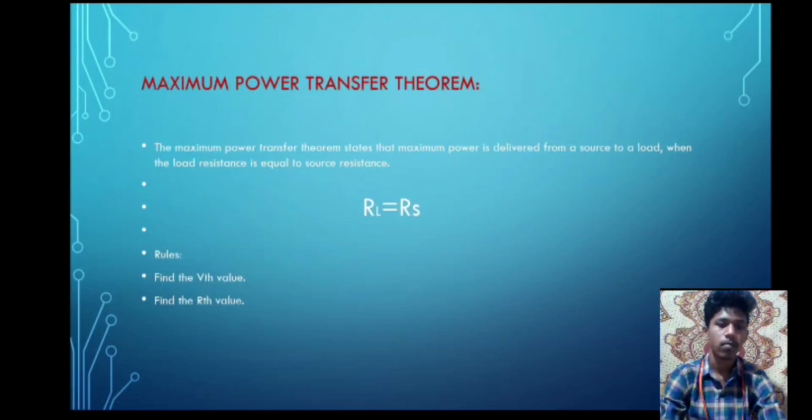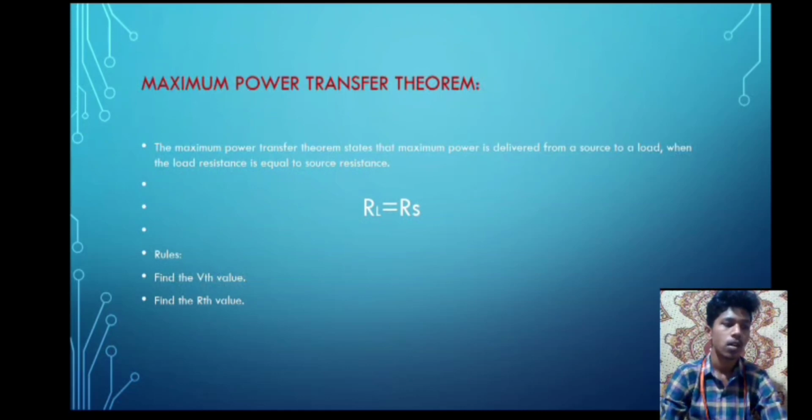Next, the maximum power transfer theorem. This theorem states that maximum power is delivered from a source to a load when the load resistance is equal to the source resistance. It means load resistance equals Rs.